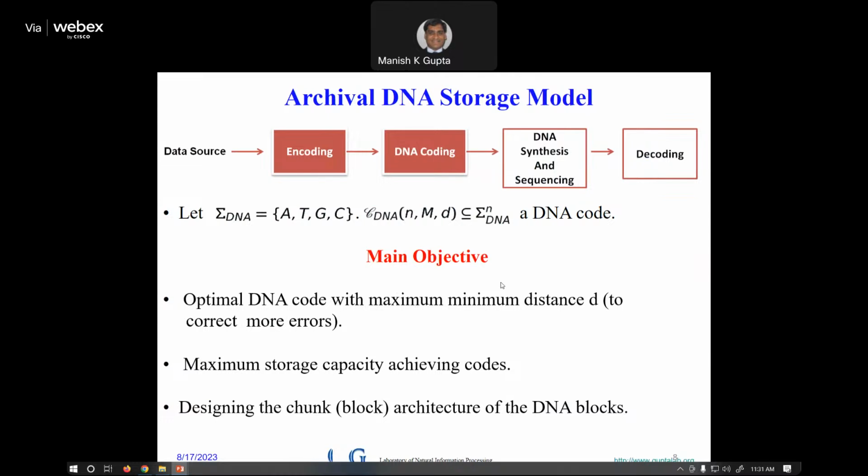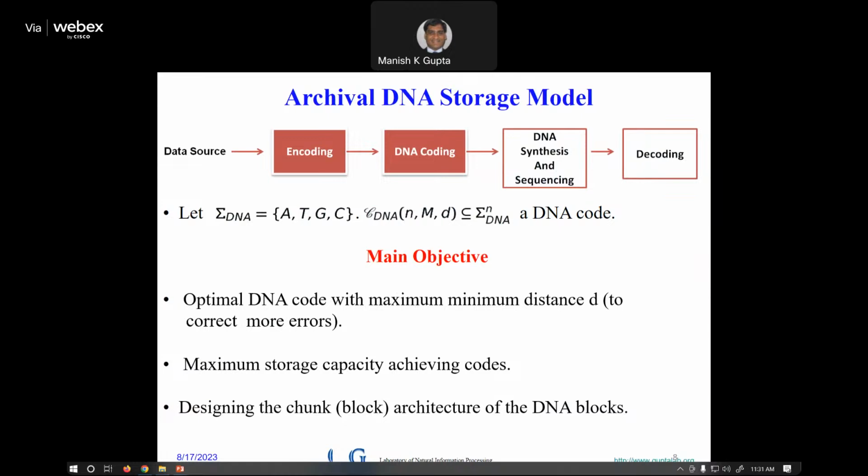So if we take sigma DNA to be ACGT, that means adenine, cytosine, guanine, thymine. This much information is enough at the moment. I will talk about it more later on. Initially, people did not worry much about edit distance, but at least Hamming distance is also sufficient. It's an approximation. So you see how many errors we can correct up to that level.